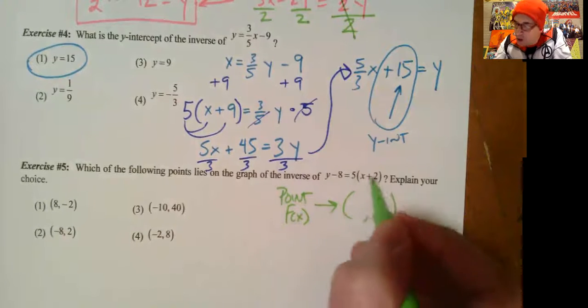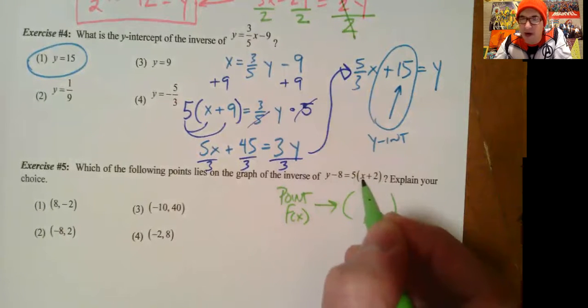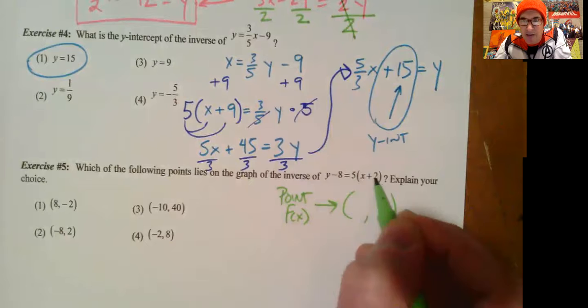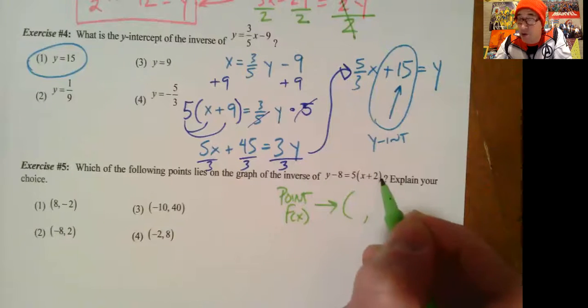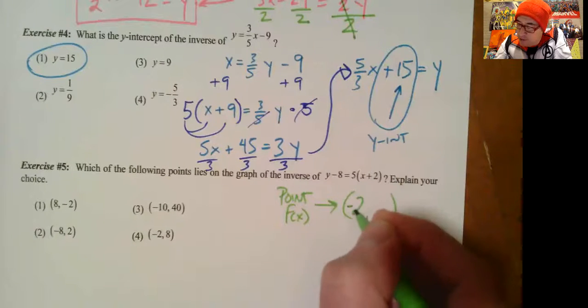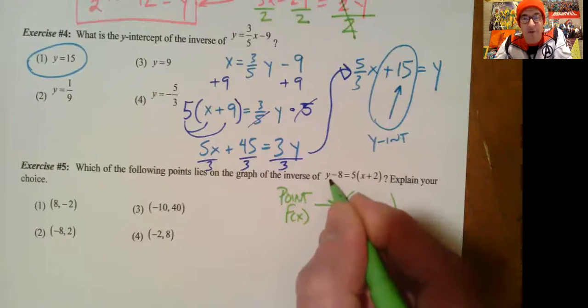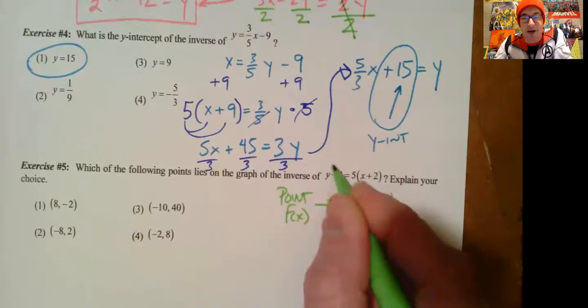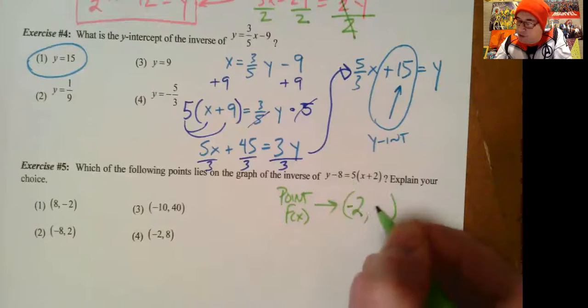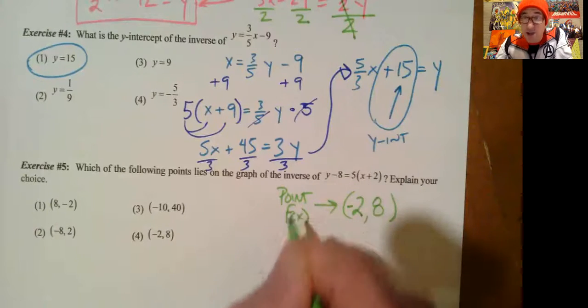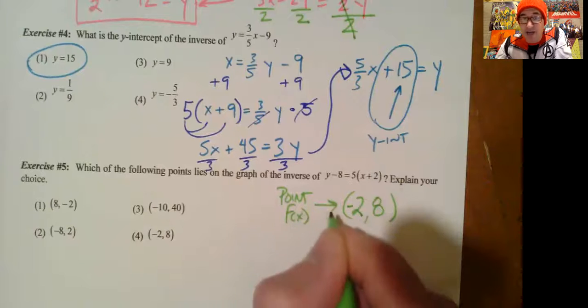In this case, the value in the x that I would plug in right there would be a -2. It's the opposite of this. -2 plus 2 is 0. So my x value would be -2. What y value would I plug in here to make this 0? Y minus 8 would mean a +8 minus 8 would be a 0. So the point that is on our original function is -2, 8.